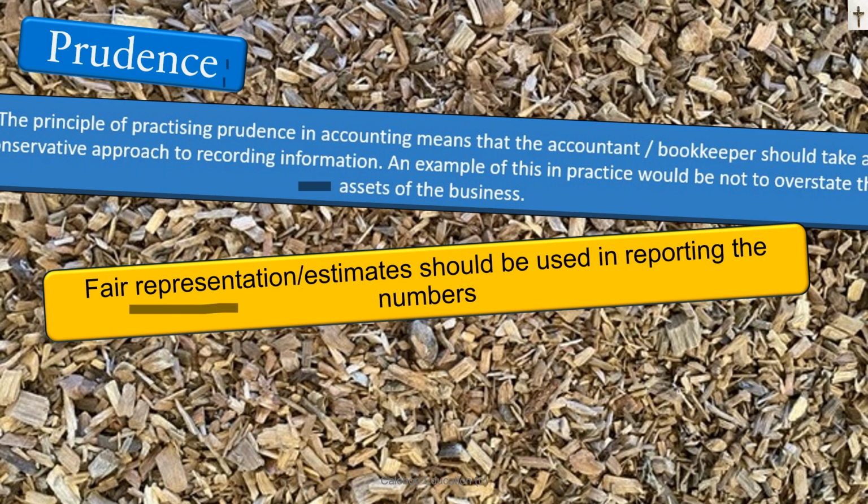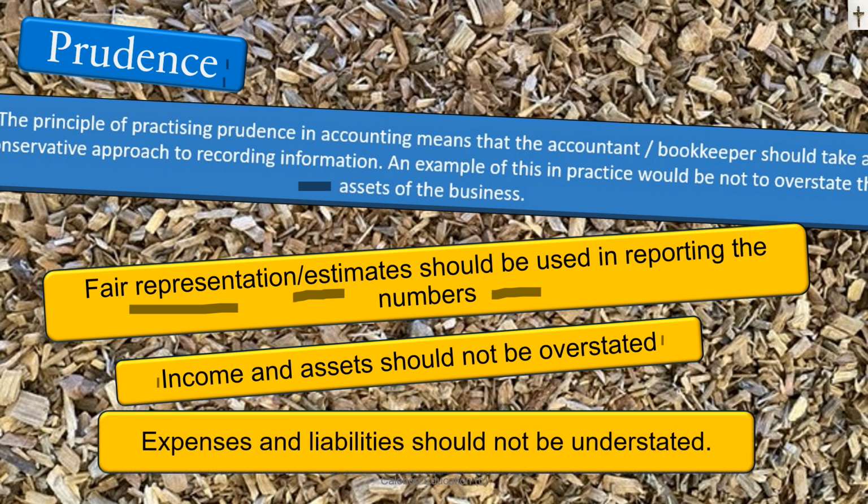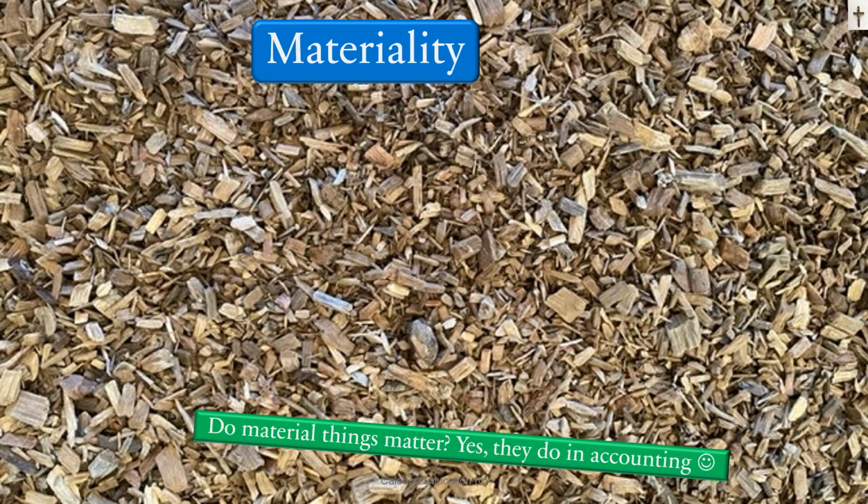So there's fair representation, or estimates should be used in reporting the numbers. Income and assets should not be overstated. Expenses and liabilities should not be understated. Right, if income and assets were overstated, you wouldn't fairly be representing your financial position and financial result.